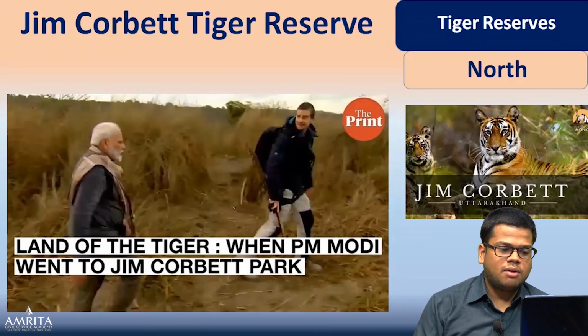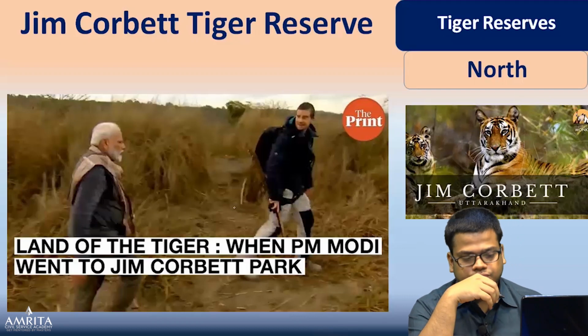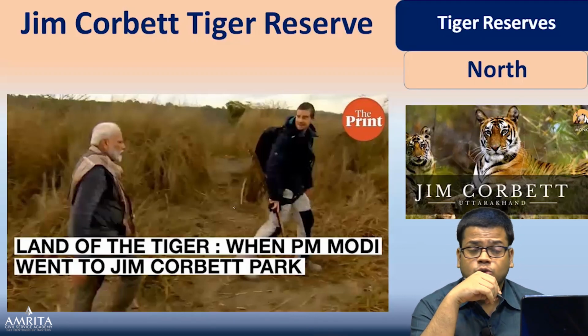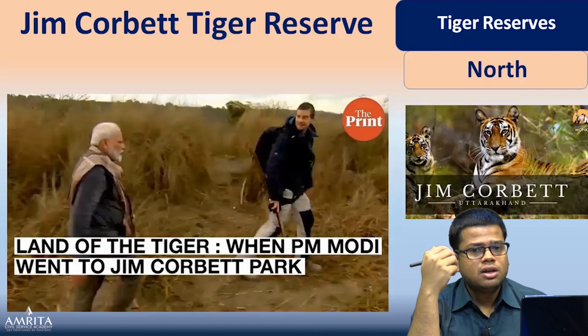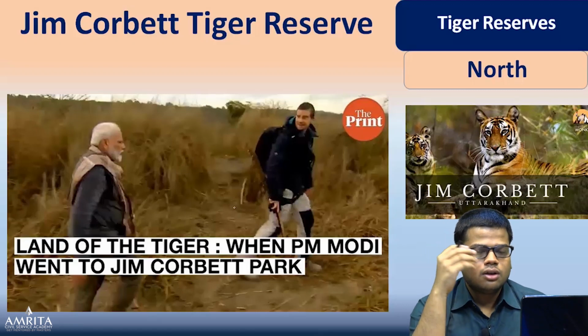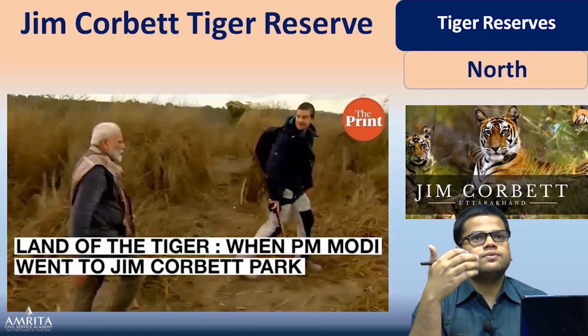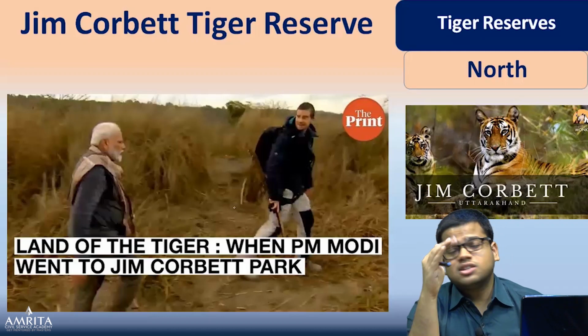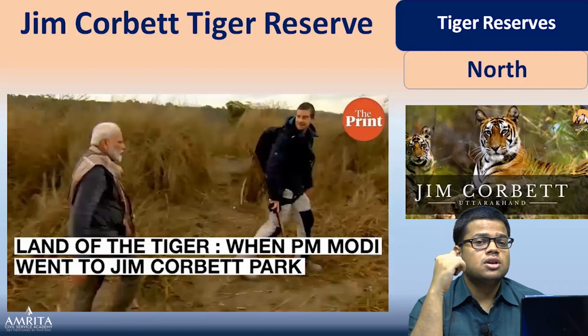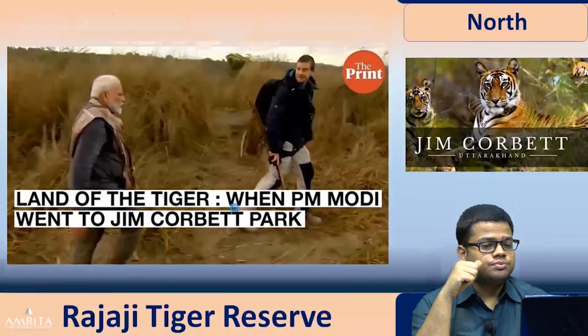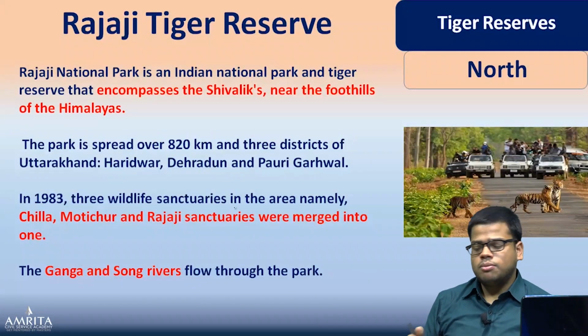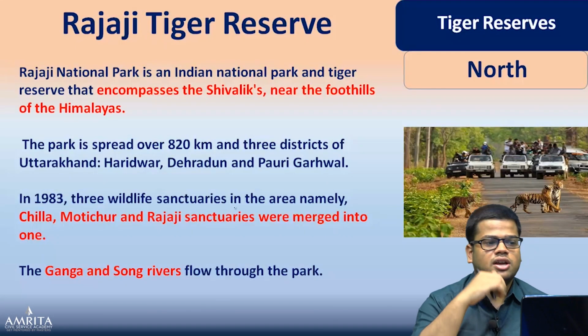For example, our Prime Minister has visited Jim Corbett National Park to spread awareness about the ecological importance of the places, the importance of the forest. We know everything, like why forests are important, especially in the times of climate change. So okay, let's move on from Jim Corbett to the Rajaji Tiger Reserve.